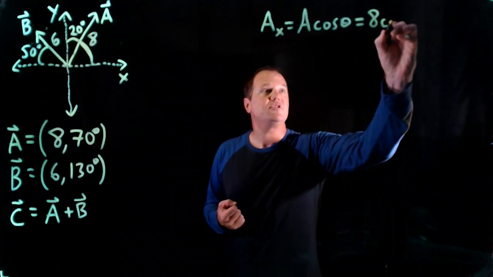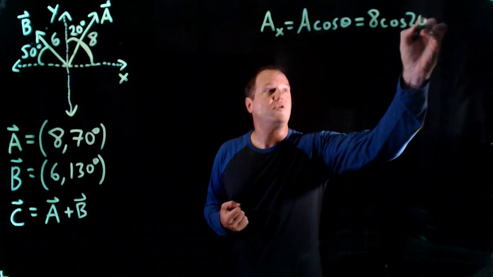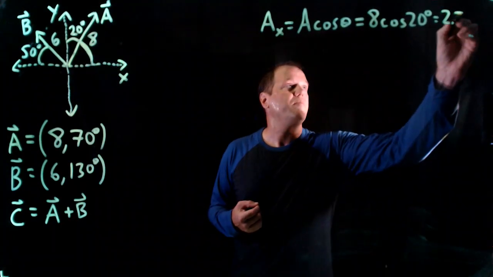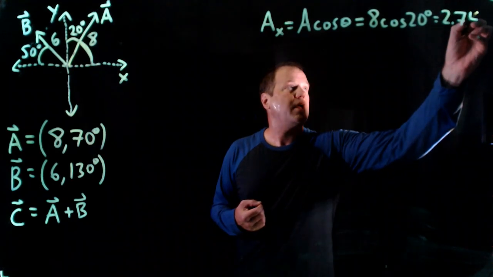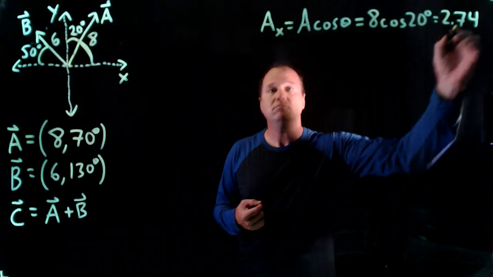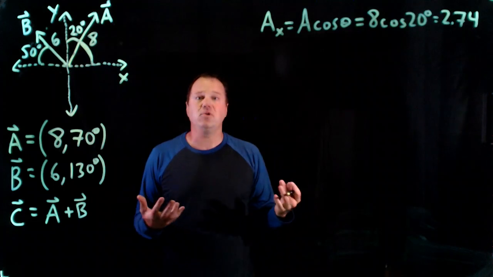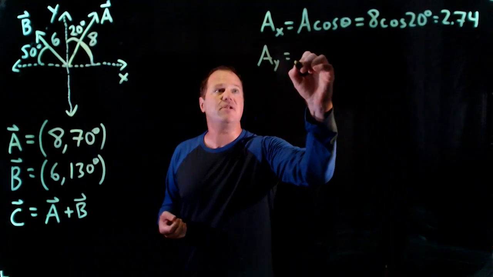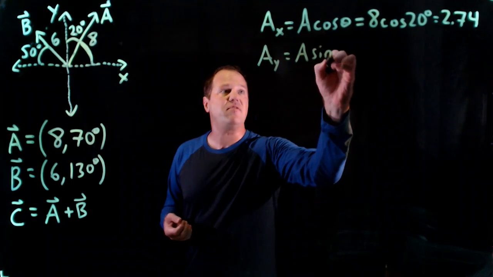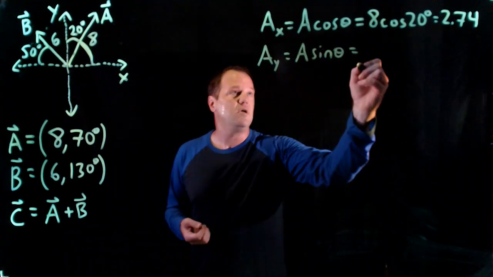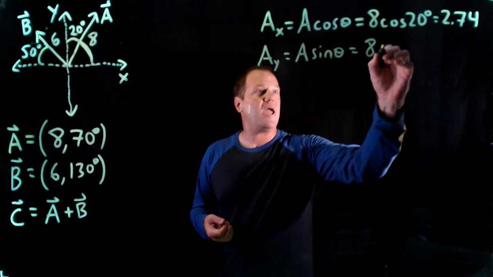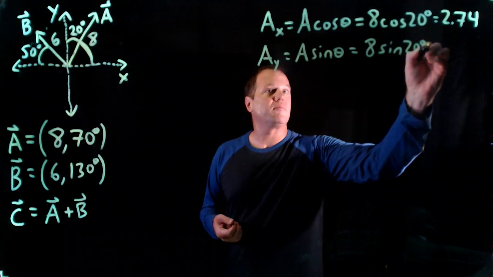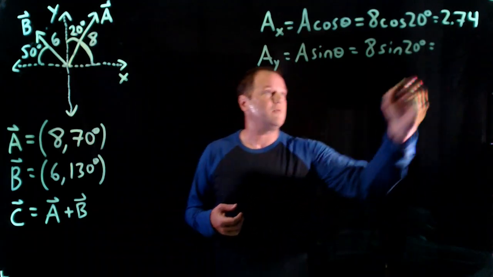So 8 times cosine of 70 degrees. I throw that into my calculator and I get 2.74. No units here. This is just an abstract vector addition. And then similarly with the y component, I use the magnitude and direction, but this time I use the sine function. Using the same data, 8, and just switching the trig function to sine, I get an answer of 7.52.